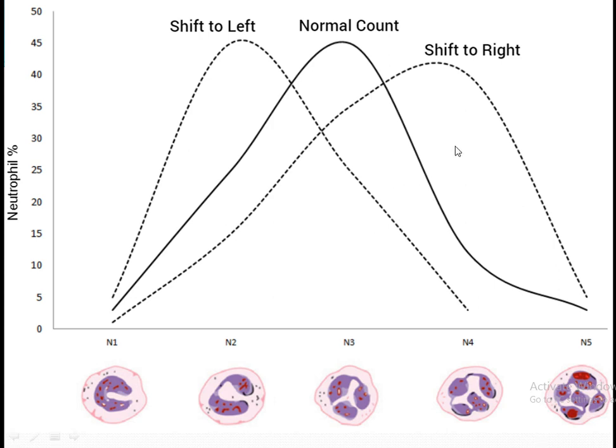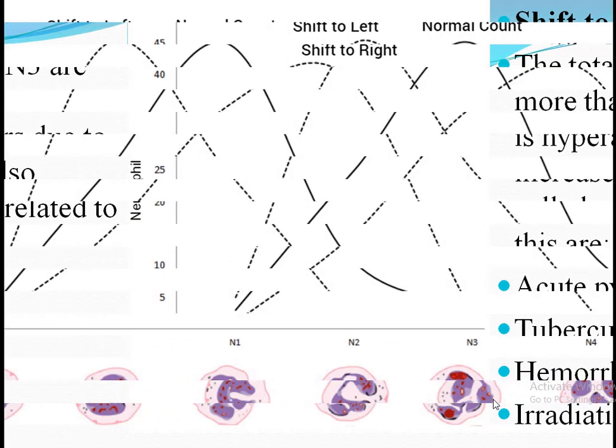This is the normal count in which you can see clearly that N3 is the most abundant. If N1 becomes most abundant, that is shift to the left. If N5 becomes more abundant, shift to the right. Again, what does shift to left or shift to right indicate?